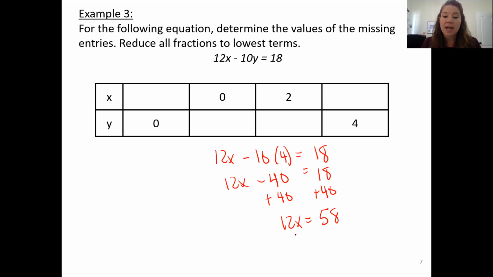Then how do you get rid of times 12? We divide both sides by 12. And then what can we divide 58 and 12 by? 2, I guess. It's the biggest number.